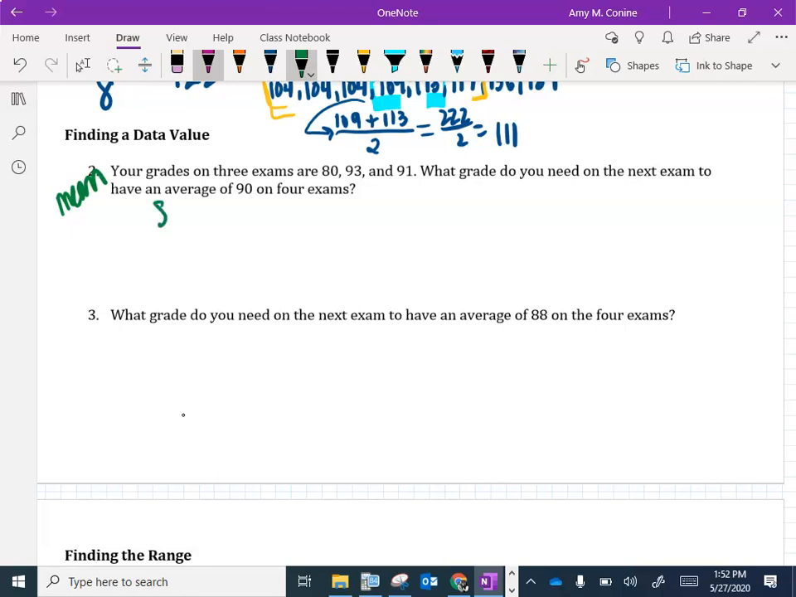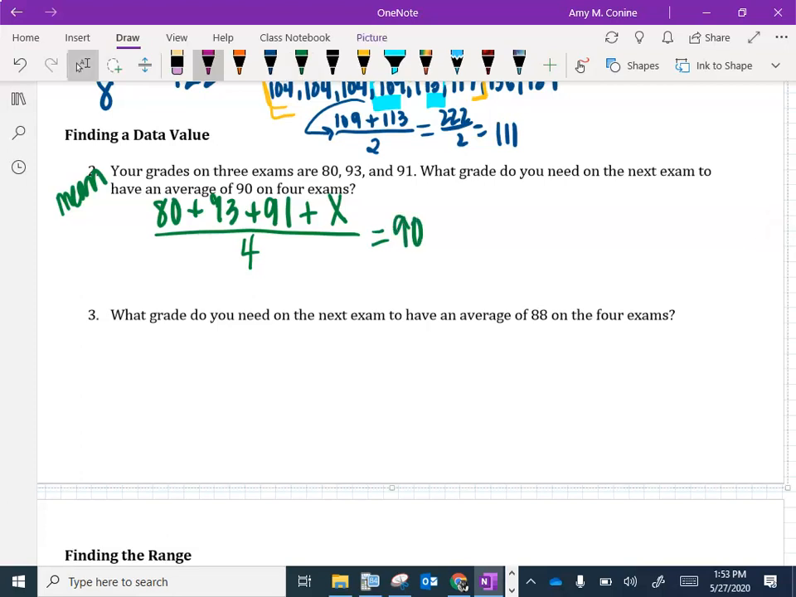So you have grades of 80, 93, 91, okay? And it says what grade do you need on the next exam to get an average of 90? So we don't know what that exam is. That means there's 4 exams, 1 we don't know, but we want an average of 90 total, okay? So we're going to add that up.